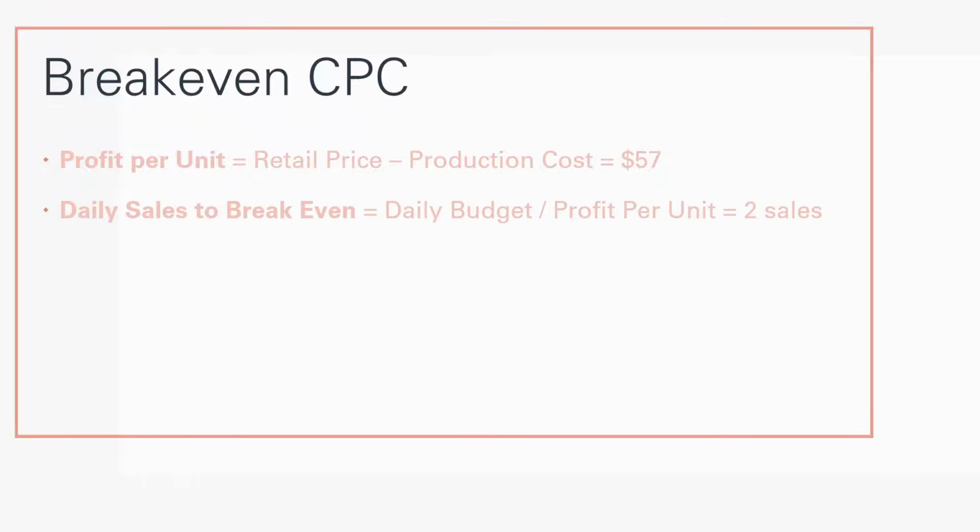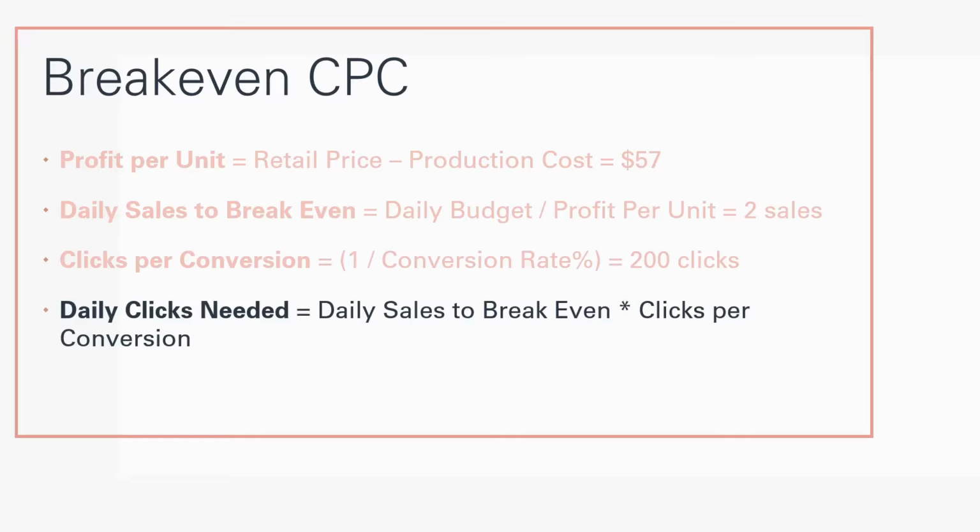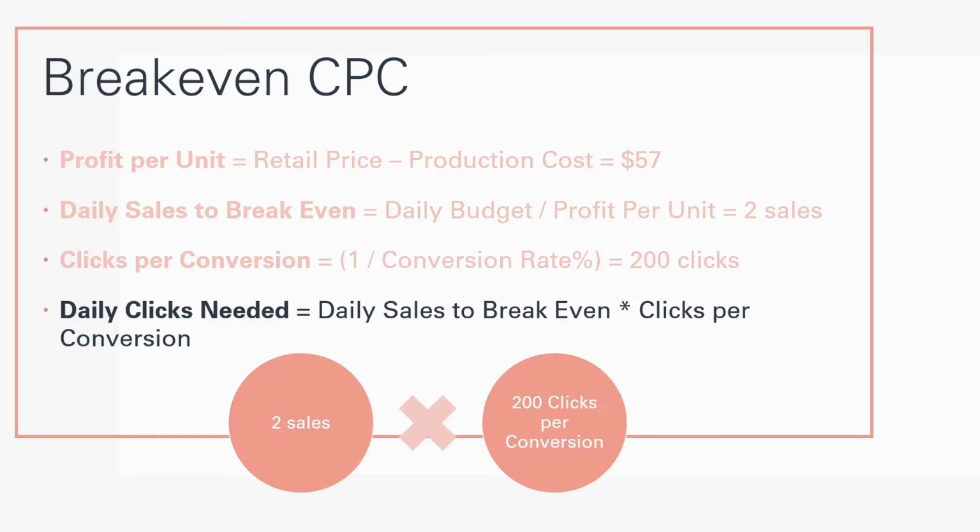So once we know that our profit per unit is $57 for the American Dream backpack, and we know our daily sales required to break even based on our daily budget, and we know that we need 200 clicks to make a sale, then we need to calculate our daily clicks needed. This is the total number of clicks that you need to get the number of sales that will cover your daily budget. And we can calculate it as daily sales to break even. Okay, so we had 2 sales times the clicks per conversion, which was the 200 clicks, and that equals 400 clicks per day. What does this mean? It means that we're going to need 400 clicks per day to break even with our daily budget of $114.